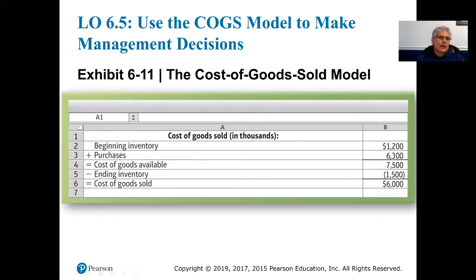We can then subtract our ending inventory, and in subtracting our ending inventory, we are left with that which had to have been sold. And that is, in this example here, $6,000. So we had 7,500 that was available for sale. We had ending inventory that was 1,500. The difference between those two numbers had to have been sold. So we can compute what the cost of goods sold is.